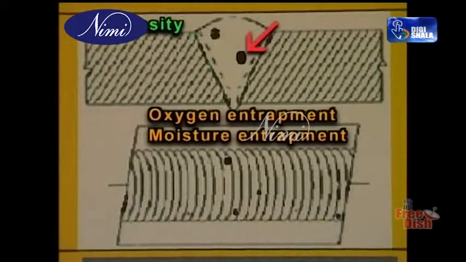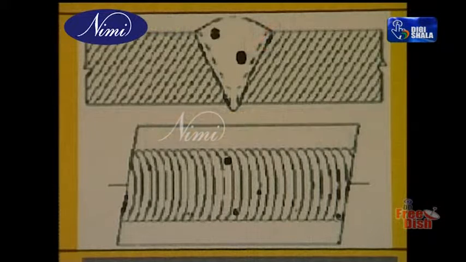There are different types of porosity. Porosity is due to oxygen entrapment and moisture entrapment in the weld pool. When air tries to escape from the bottom of the weld pool, it leaves a void, a gap inside the weld pool, and that is called porosity.